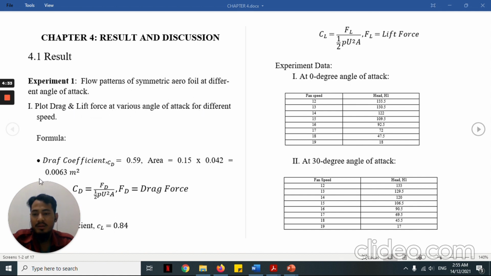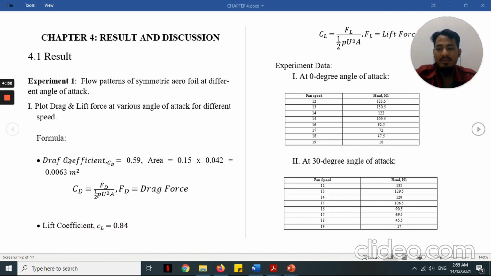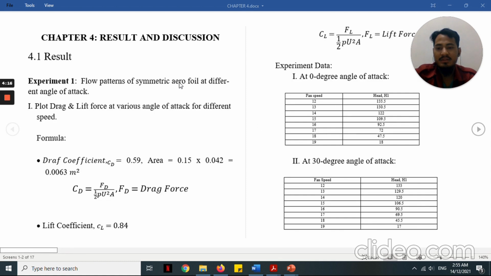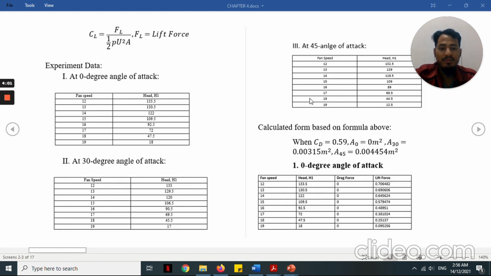So the first question of the result is to plot drag and lift forces at various angles of attack for different speeds. So for the given formula here is the drag coefficient, and from this formula we can get the drag force. Same goes to the lift coefficient, and we can get the lift force. Since the given data is fan speed and head, we can calculate the drag force and lift force for various angles of attack: 0 degree, 30 degree and 45 degree.